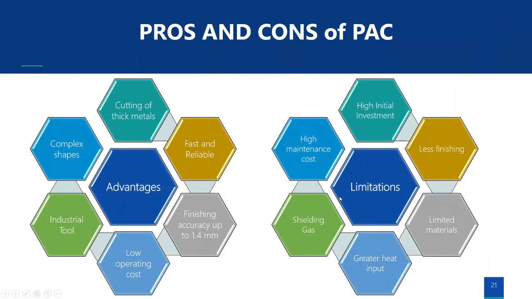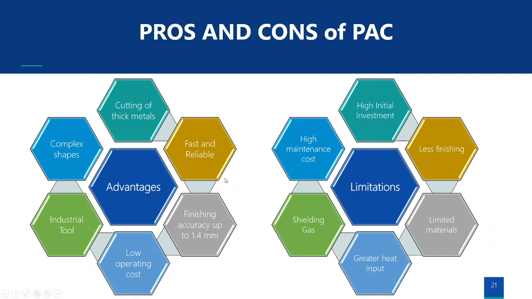These are some advantages and limitations of plasma cutting. As far as advantages are concerned, we can cut a relatively greater thickness of materials. We have other options like we can cut a metal through flame cutting or laser cutting, but if we want to cut thicker materials, we will choose plasma cutting. This is very fast and reliable, and we can have the finishing up to accuracy of 1.4 millimeters. There is a low operating cost in plasma cutting. Most importantly, we can have complex shapes, and this can also be used as an industrial tool at a very large scale.